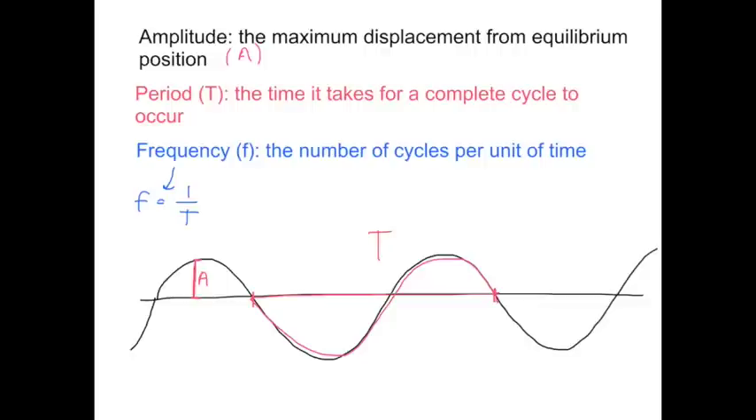Finally, the frequency, which is written as f, lowercase f, is the number of cycles per unit of time. So this is the inverse of period, which we also call 1 over T. And frequency is expressed with the unit hertz, which is written as Hz. So that'll be used later on as well.